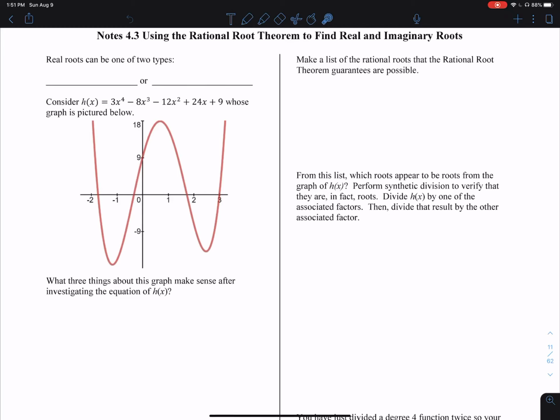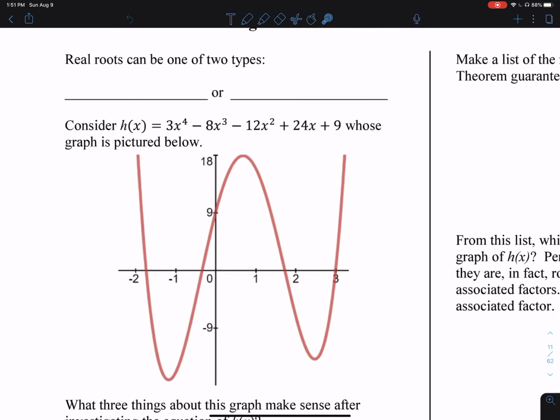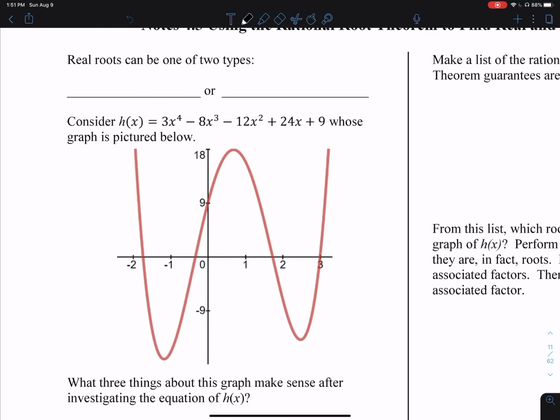PreAP PreCalculus Notes 4.3. In our previous section, we learned the rational root theorem. In this section, we're going to use the rational root theorem to help us find irrational real zeros as well as imaginary roots. Real roots, emphasis on real, can be one of two types.